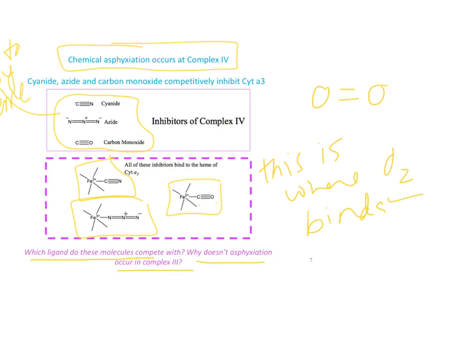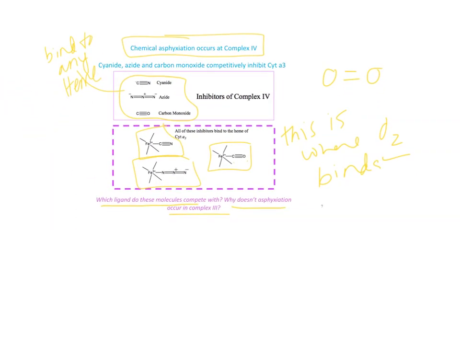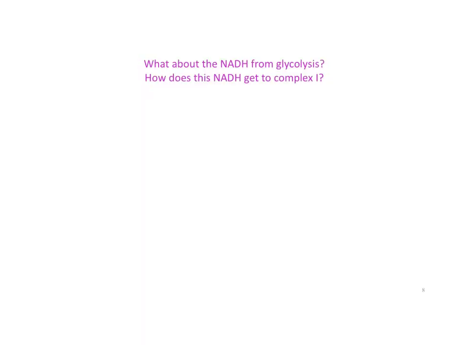And chemical asphyxiation doesn't occur at complex 3 because O2 doesn't bind at complex 3. But it will stop the flow of electrons if these do bind at complex 3. So it's not that they can't bind at complex 3 to a type B heme. It's that O2 doesn't bind there, so it's not a chemical asphyxiation. It would still be detrimental to the flow of electrons and the generation of the electrochemical gradient.